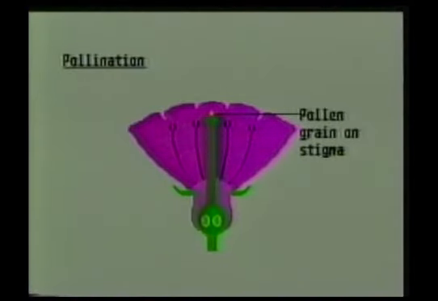Once the pollen grains reach the stigma of another flower of the same species, they stick to its surface. Here we can see pollen grains on the surface of a stigma under the microscope. The male gamete in the pollen grains has to reach the female gamete in the ovule in order for fertilization to take place.